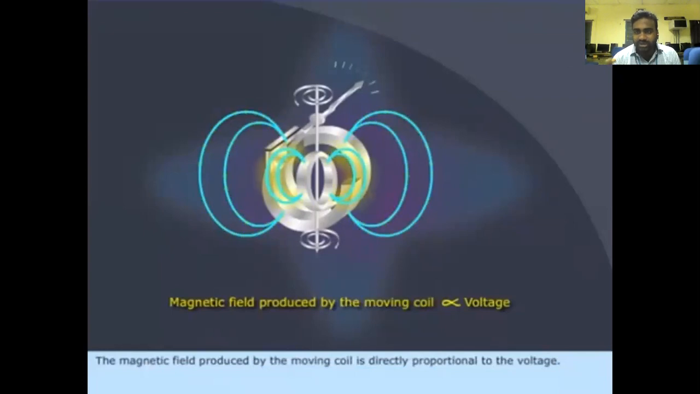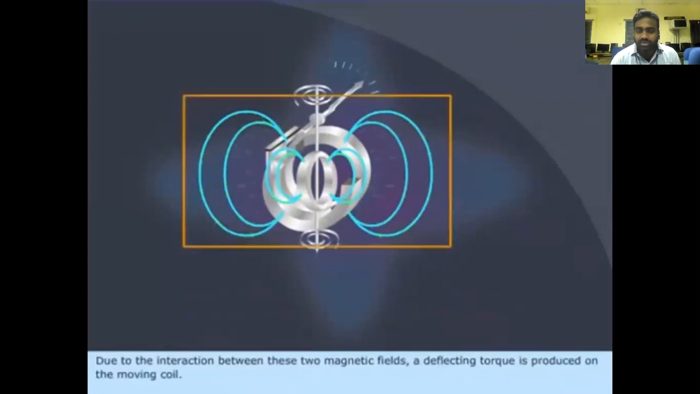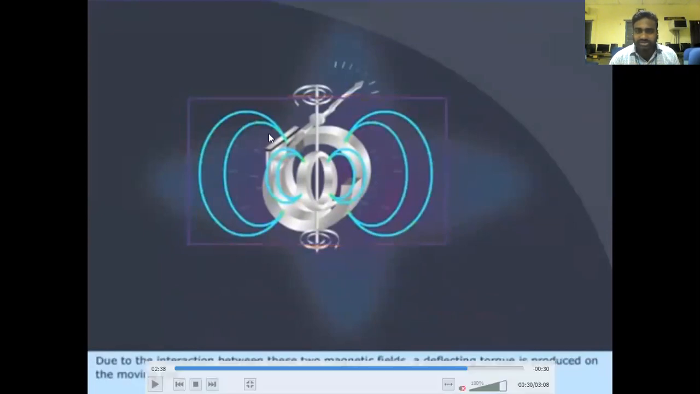So from this instant, voltage is directly proportional to current. The voltage flowing in the moving coil is directly proportional to the current flowing in the fixed coil. So this is what happens: there is a flux created by the fixed coil, and there is a flux created by the moving coil. This is the flux created by the fixed coil and this is the flux created by the moving coil.